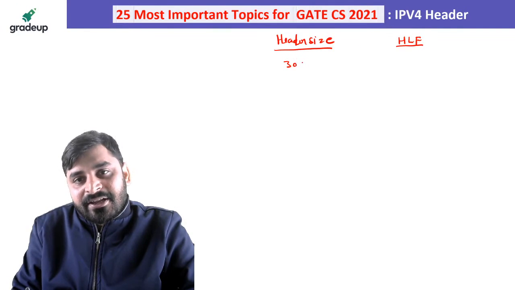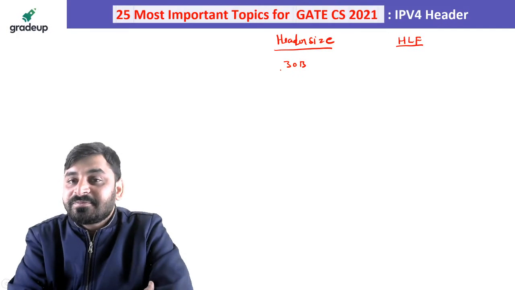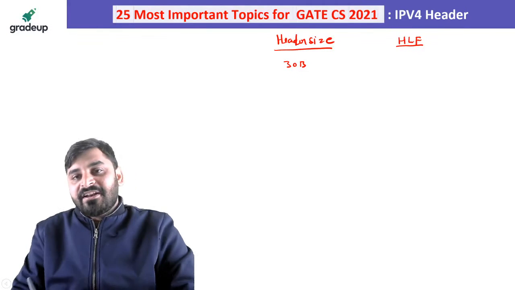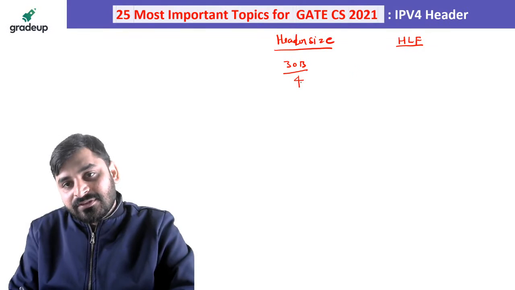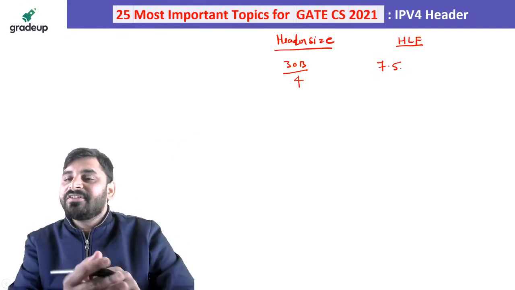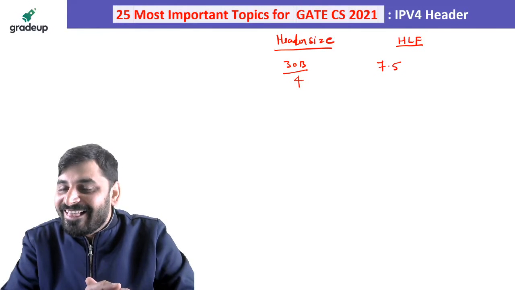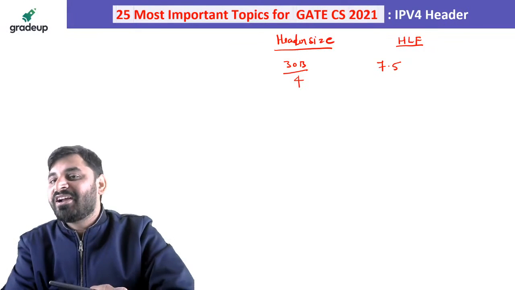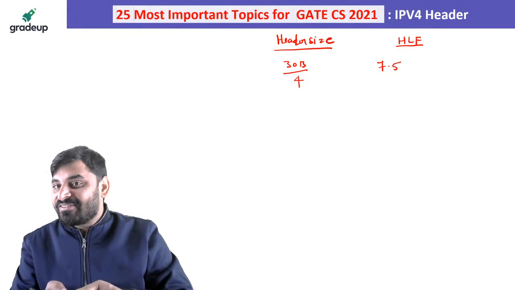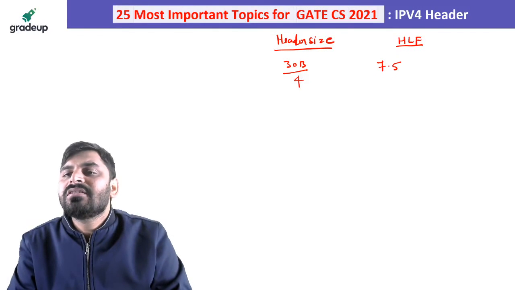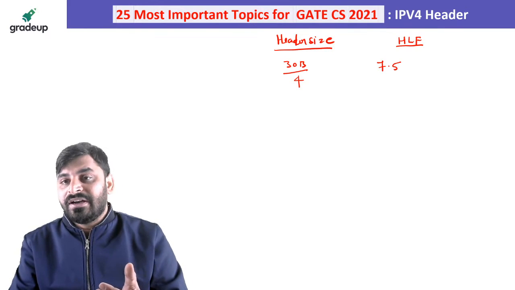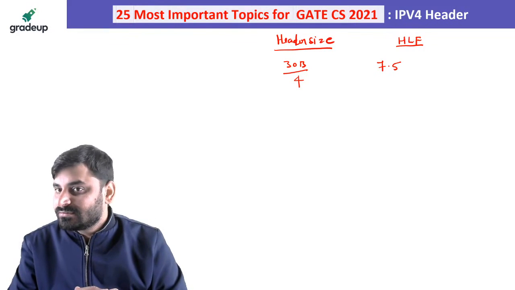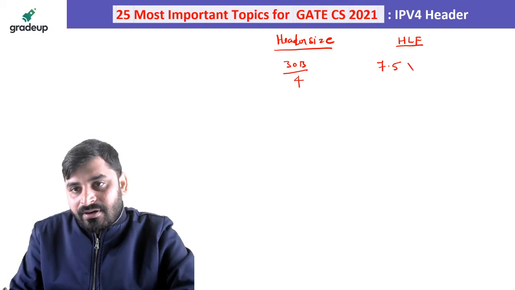Suppose it is 30 byte. My dear friends, if I divide by 4, कितना मिलेगा? 7.5. Can I write 7.5 with the help of 4 bit? No, I cannot write 7.5 with 4 bit. And even, my dear friends, the header length field is fixed, and in a fixed length field I cannot write any floating number.